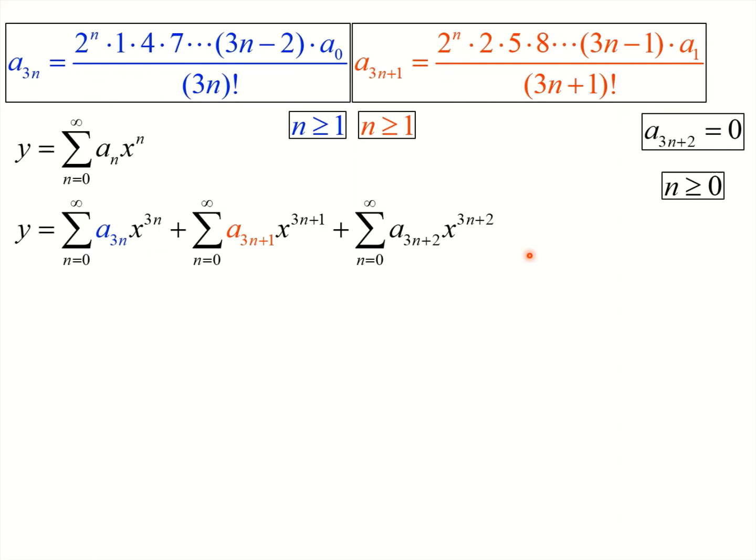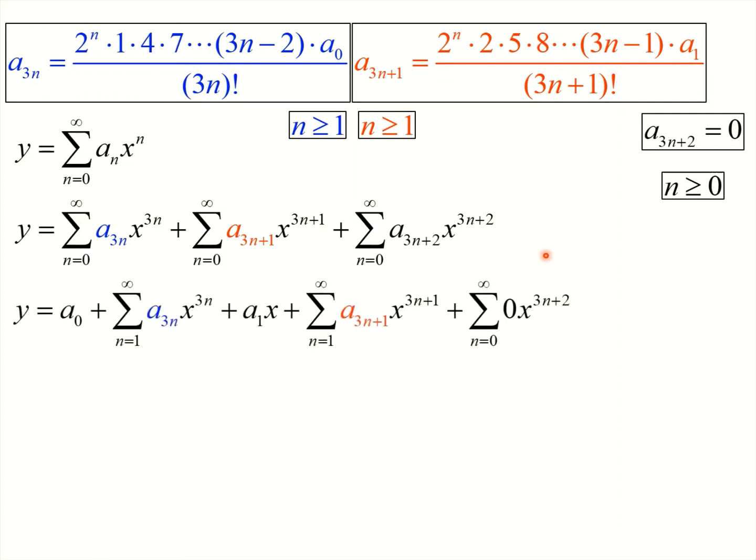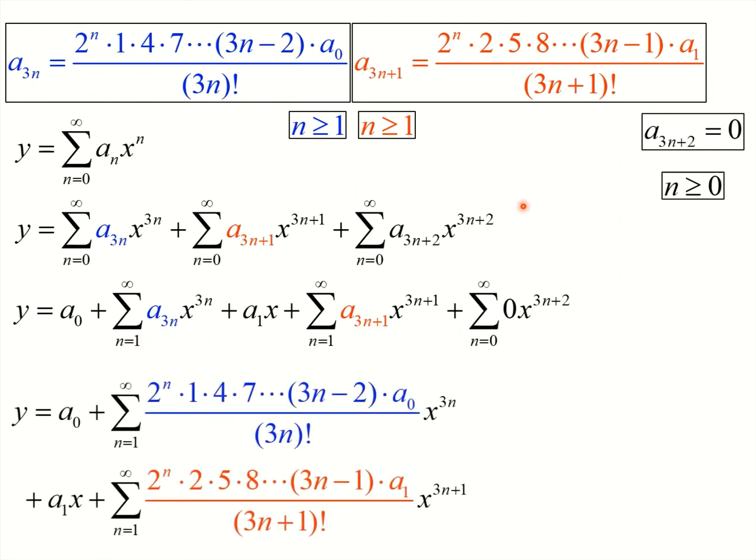Well, let's take care of the 0 one first. So that one's going to get zeroed out. We're not going to write that one next time. And now let me just write out these two terms because it's going to take up some space. There it is.